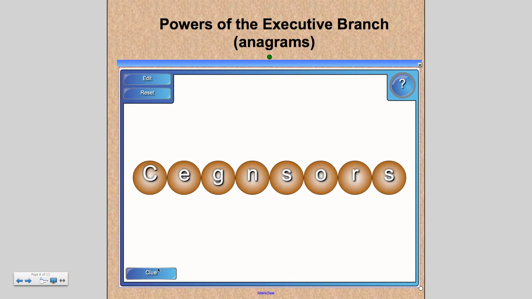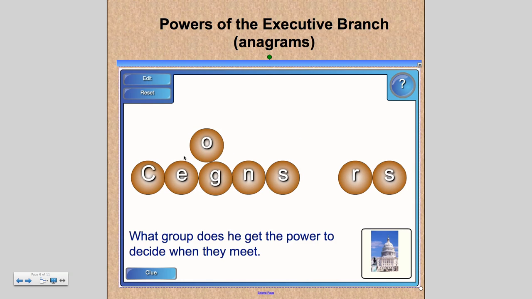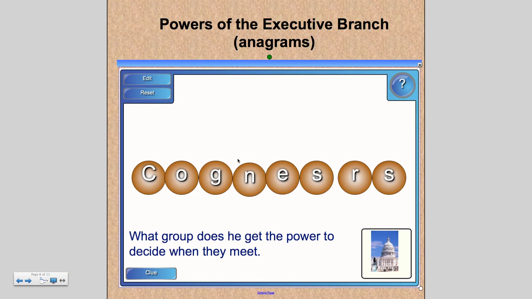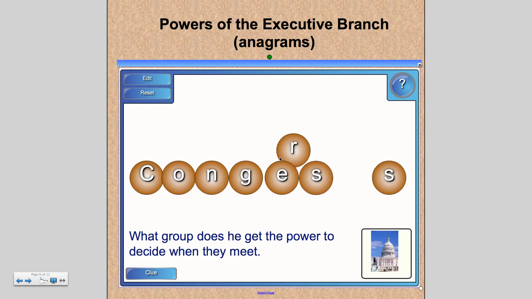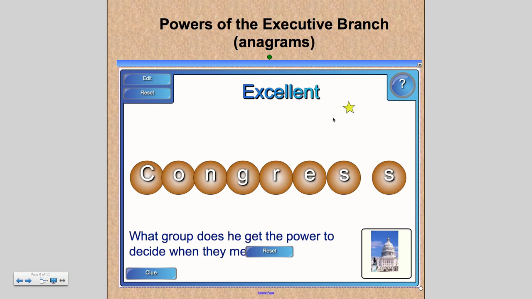I think this is the last one. What group does he get the power to decide when they meet? So who do we say they get to convene? Congress. Good job. Look, and we have our star, so that means we did well.